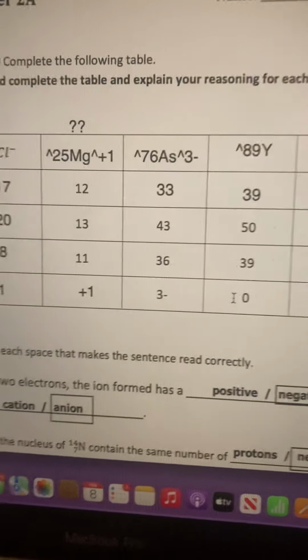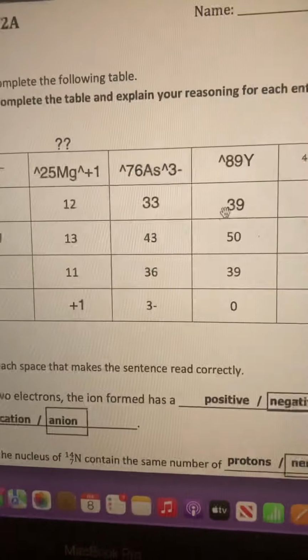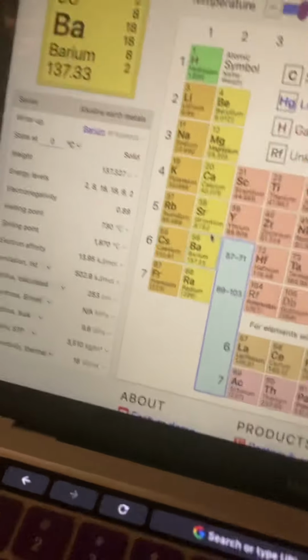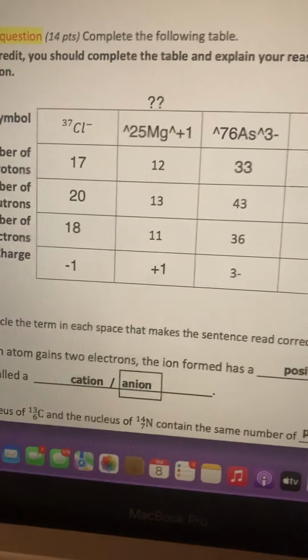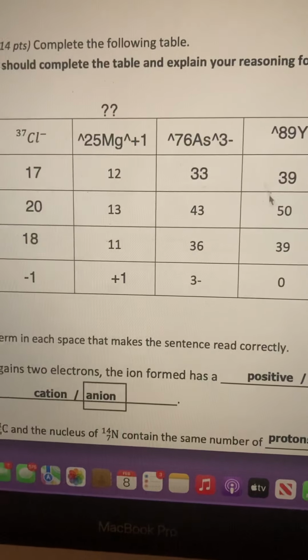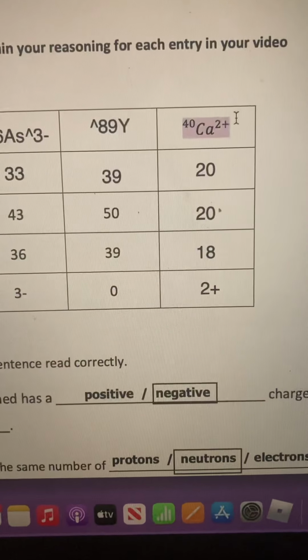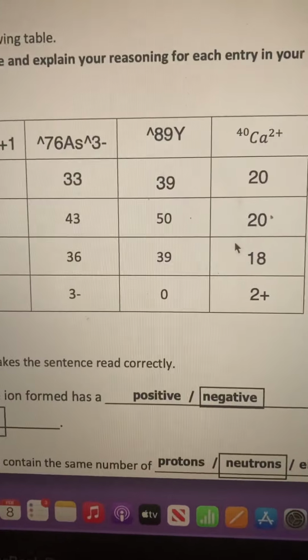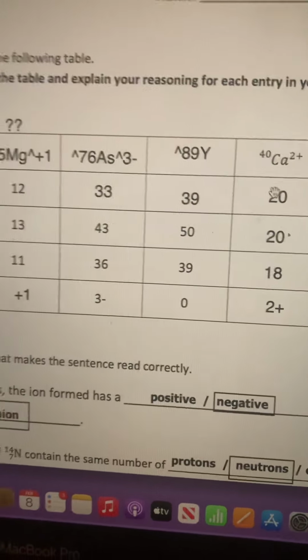50, 39. 39 is the number of electrons, and there's no net charge, so it's the same as the number of protons. And 39 is yttrium, however you say that. And, number of protons, 39. 39 plus 50, 89, there's that. This is just given. Calcium is 20 protons. So 20 protons, 20 neutrons, and plus 2 charge, meaning 18 electrons. So there's that.